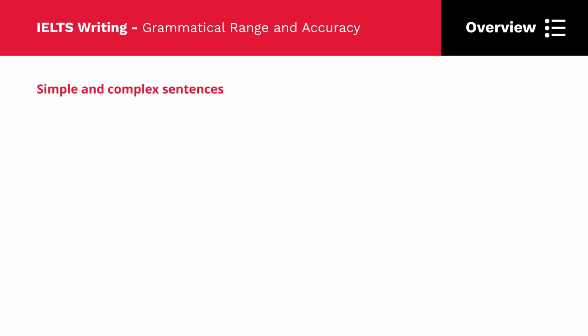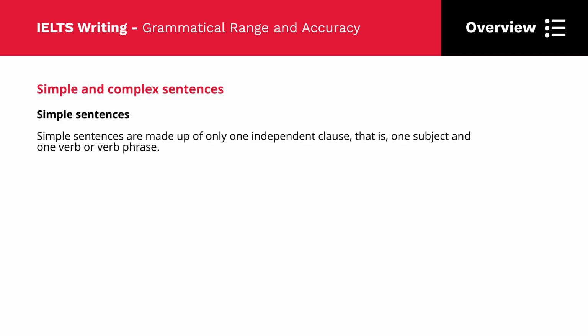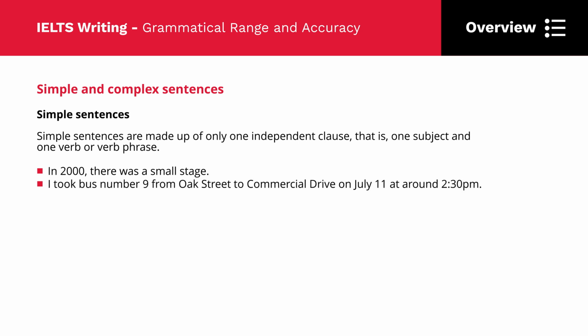When assessing a response, examiners look for a range of grammatical structures. For Band 6 or higher, it's important that you use a range of sentence forms. Examiners look for simple and complex sentences. Simple sentences are made up of only one independent clause, that is, one subject and one verb or verb phrase. They can be very short or long.